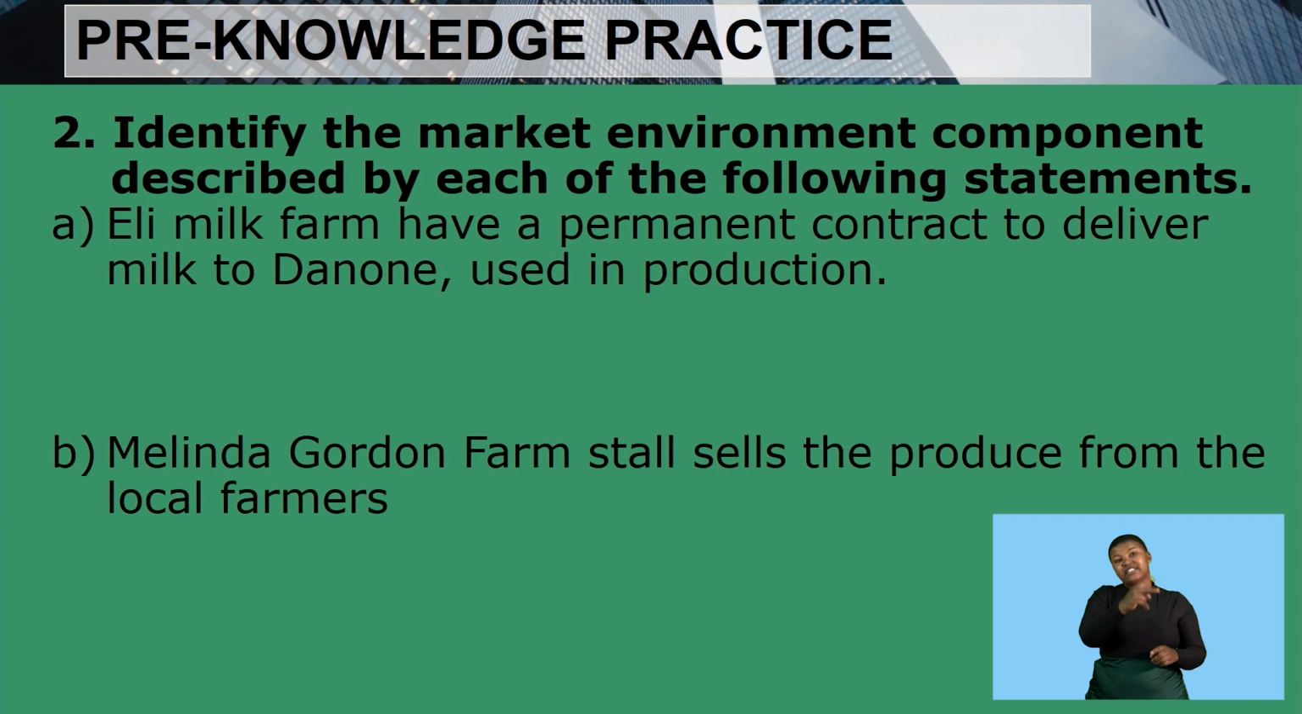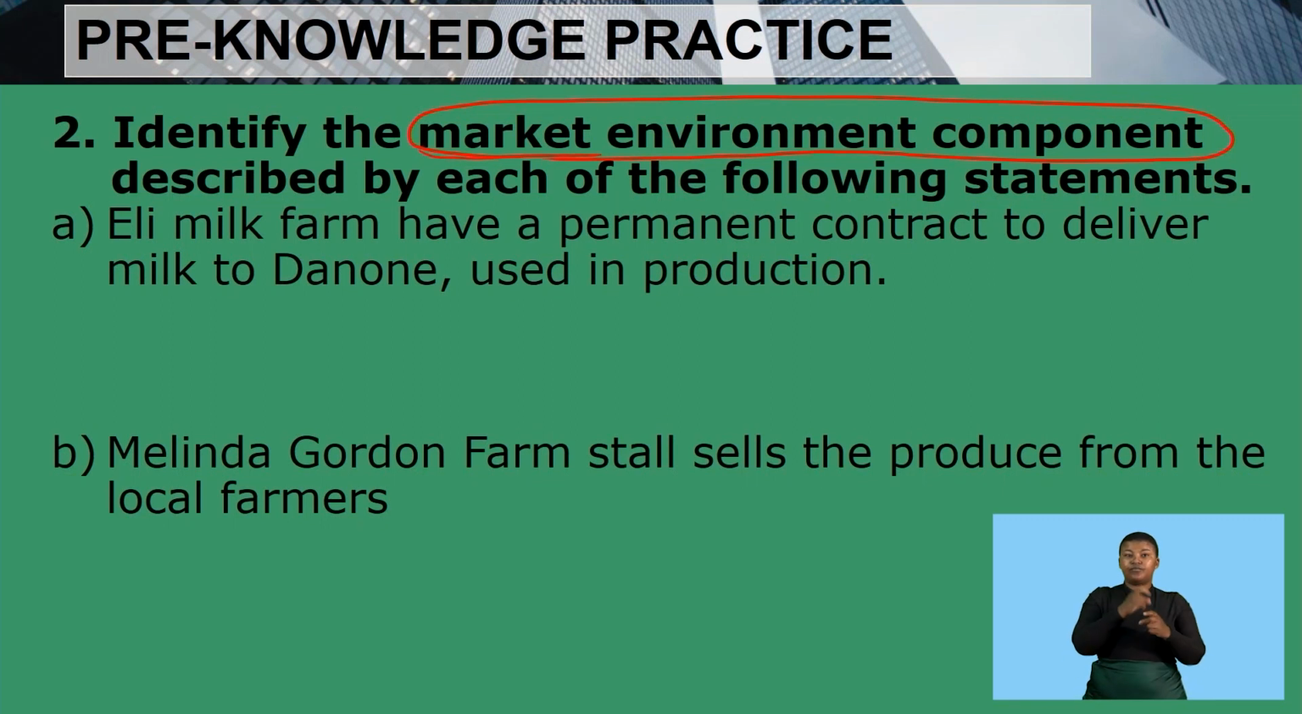Let's move on to our second one. Identify the market environment component. So that's what we need to identify. So remember, the components will be consumers, suppliers, intermediaries, competitors, other organizations, described by each of the following statements.